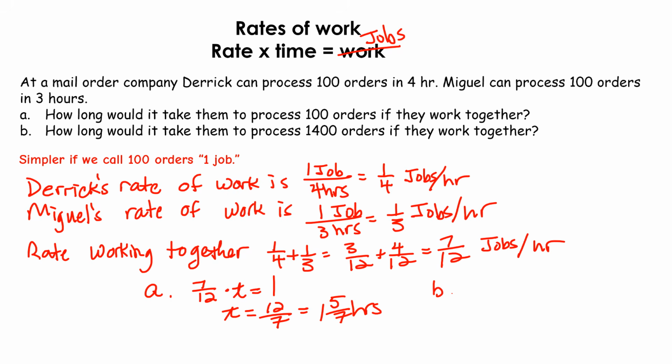Part B, how long is it going to take them to do 1,400 orders? That's 14 jobs, since we're calling 100 orders one job. So rate, still 7/12, times time, which we don't know, is equal to the number of jobs, which in this case is 14. Again, multiplying both sides by 12/7, T is equal to 14 times 12/7. The 7 cancels with the 14, that's 2. It's going to take them 24 hours working together to do 1,400 orders.